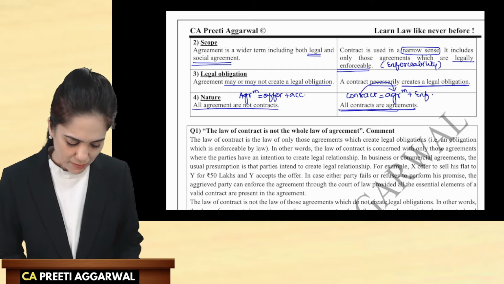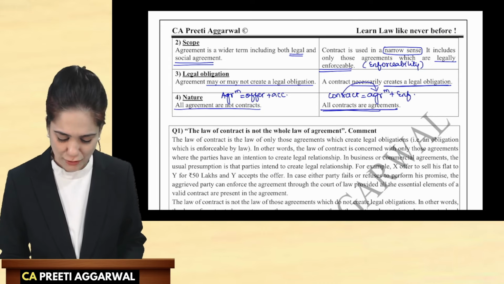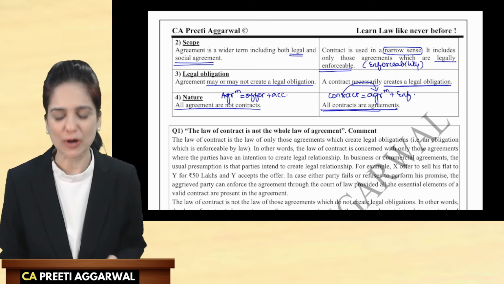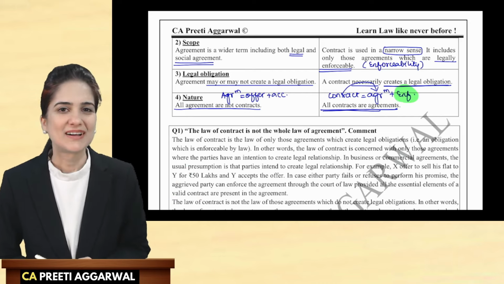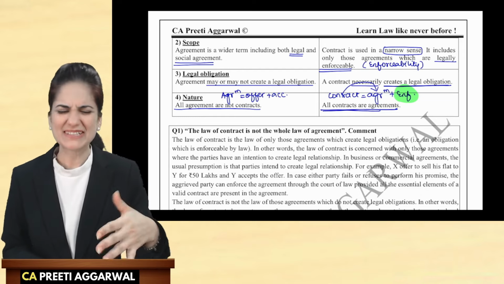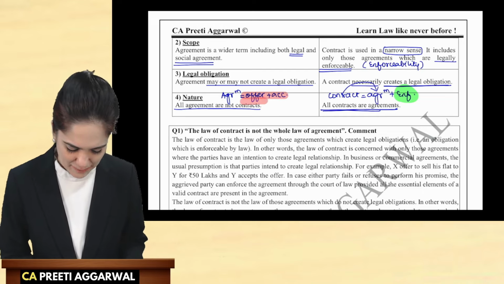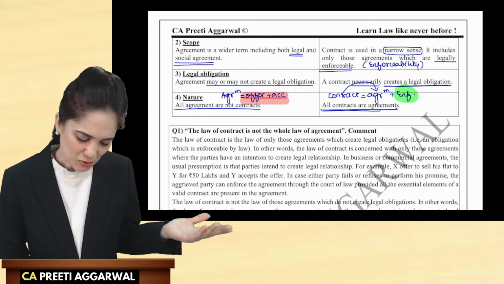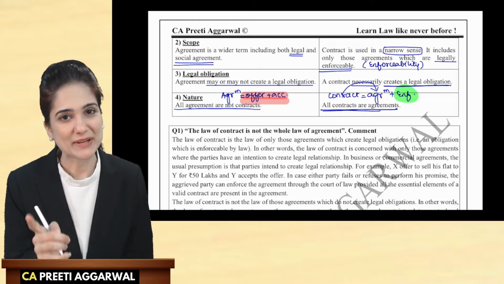All right. Now, agreement is offer plus acceptance, and contract is agreement plus enforceability. So, what actually distinguishes agreement from contract? It is enforceability. If there is intention to sue, it is a contract. Otherwise, it's just an agreement. So, agreement is offer plus acceptance. It misses one very important element of enforceability. So, all agreements are not contracts, but all contracts are agreements.